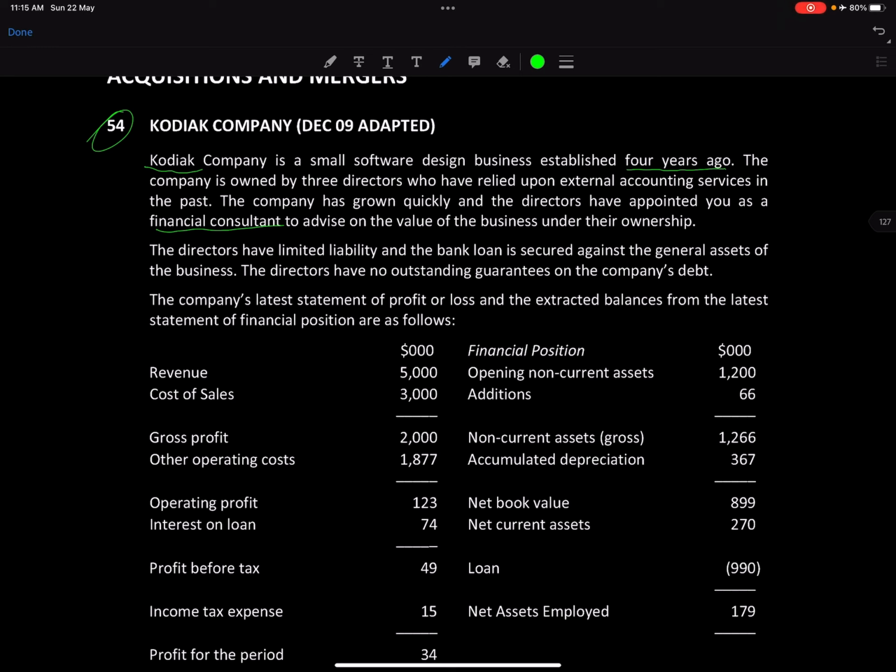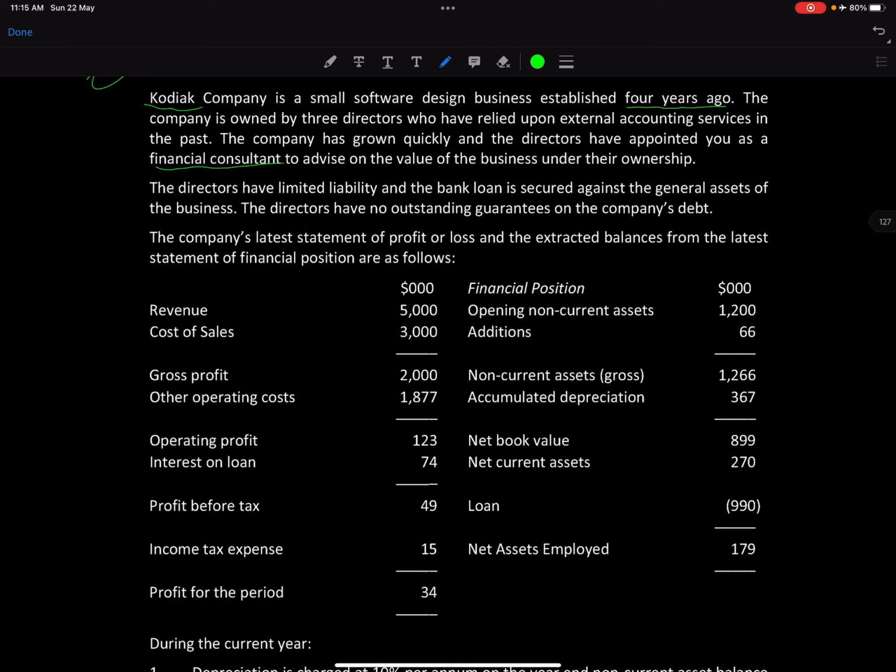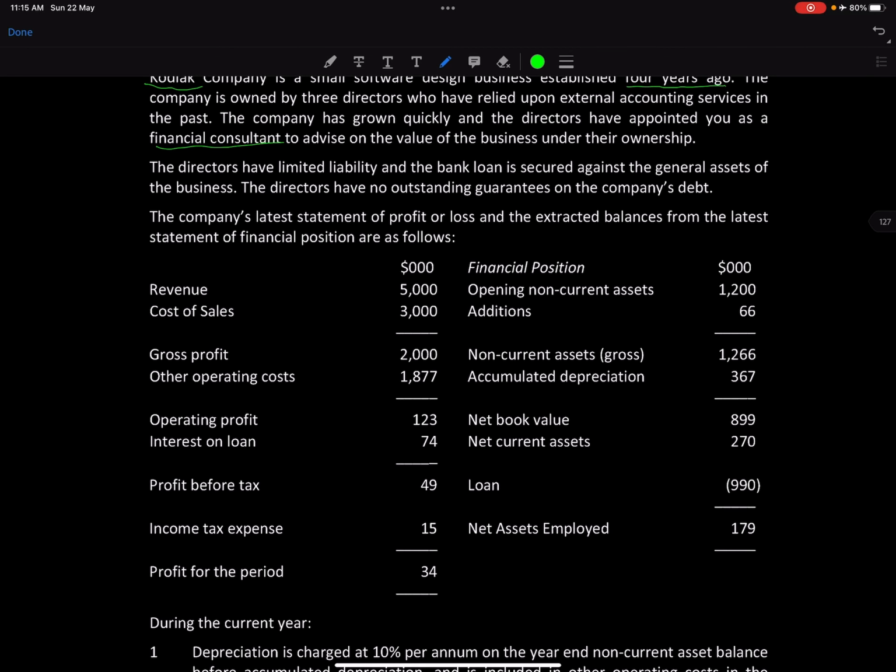The directors have limited liability, and the bank loan is secured against general assets of the business. Directors have no outstanding guarantees on the company's debt, right? And the company's SOPL and extracted SOFP are as follows. So revenue is given 5,000, cost of sales 3,000, 2,000, other operating cost 1,877, operating profit, and then you have the interest on the loan, and then PBT, income tax expense, right? Profit is 34.